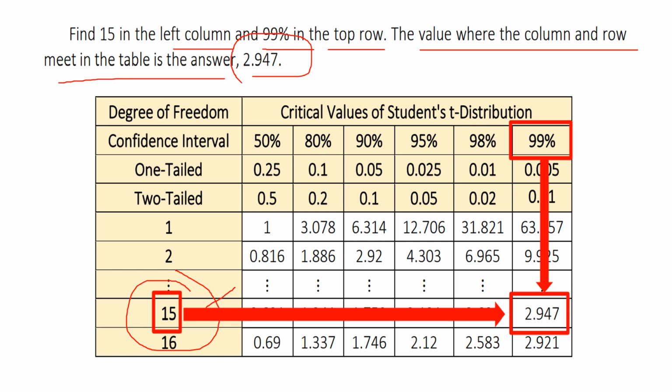Then we're looking for the 99% interval and we're dealing with a two-tailed test. So your alpha over 2 is 0.005. Now, your critical value is 2.947 because this will be the point of intersection between your degree of freedom and your confidence interval here.